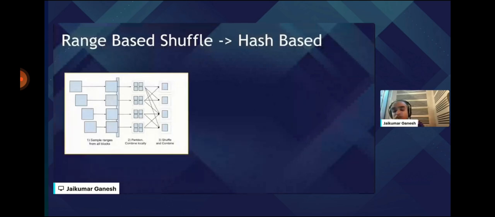I think this is the transition from range-based shuffle to hash-based shuffle. In a range-based shuffle, what happens is that blocks are used to determine approximate range boundaries. Each input data block is split into n partitions, individual partitions are shuffled, and they're combined with other partitions of the same range. If n is the number of incoming blocks and m is the target number of resulting partitions, you have on the order of n times m.